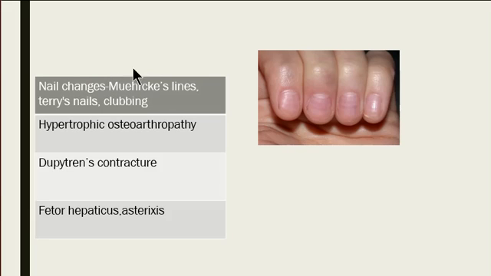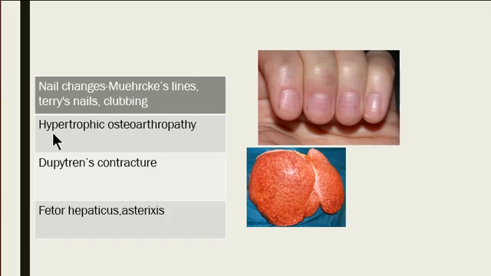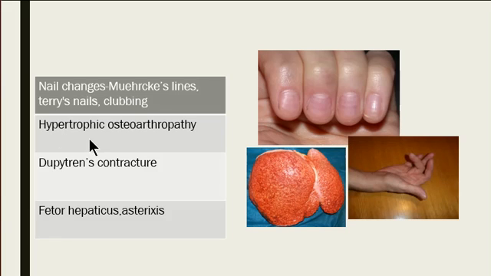So starting with Muehrcke lines, here we see horizontal bands, right? So you see horizontal bands separated by normal color, and this is because of hypoalbuminemia. Now we know that albumin is synthesized in the liver. So a dysfunction of the liver would reduce the production of albumin, resulting in hypoalbuminemia.